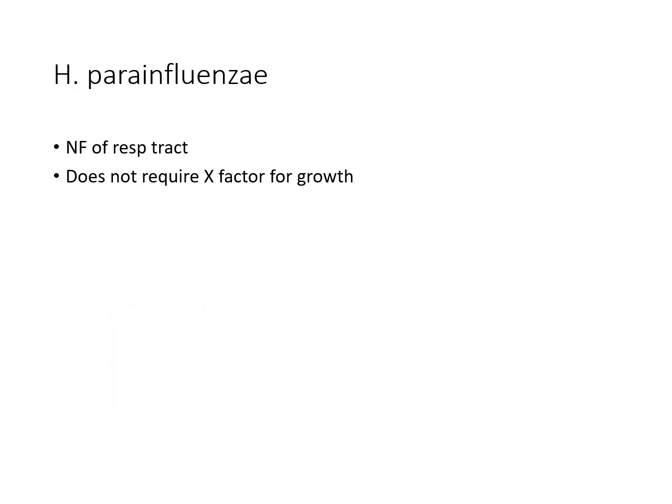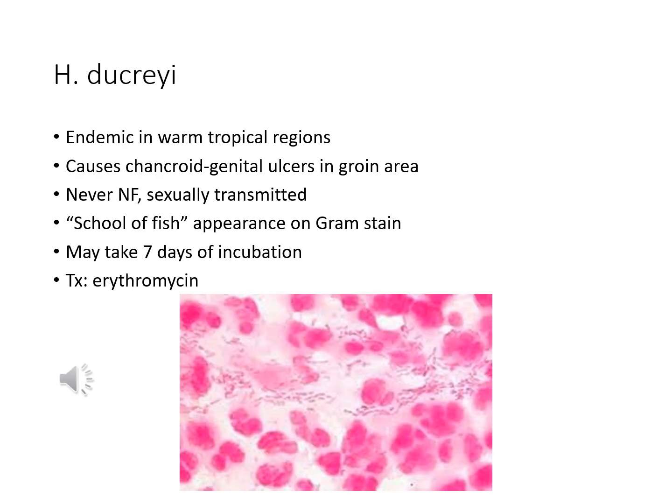Haemophilus parainfluenzae is normal flora of the respiratory tract, and it does not require X factor or heme for growth. Haemophilus ducreyi is endemic in warm tropical regions. This causes the chancroid genital ulcers in the groin area. Haemophilus ducreyi is never normal flora.